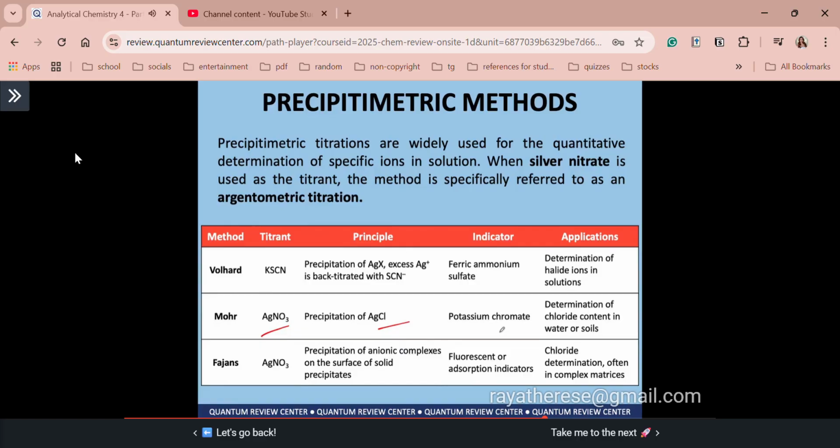The indicator that you saw, the yellow solution at the beginning, is potassium chromate. So when all of the chloride has reacted with silver, you have no more chloride, so chromate will react with silver, forming the red color at the endpoint. So that's Mohr, class. Of course, there's also Volhard. Okay? Volhard, then there's Mohr.